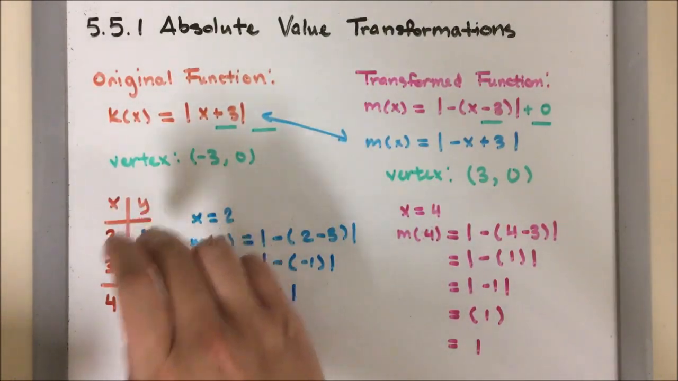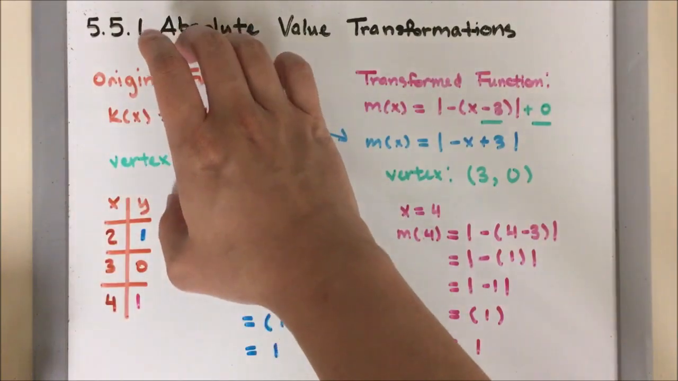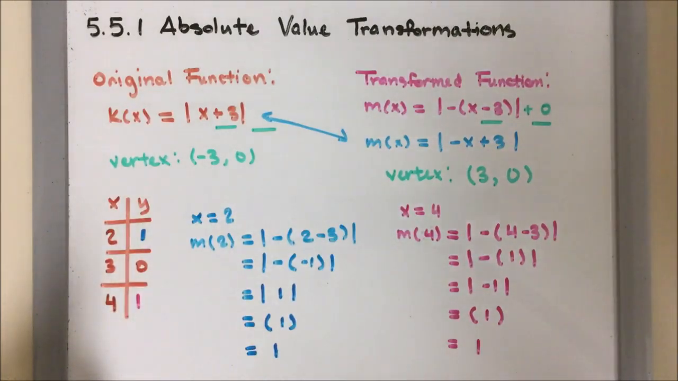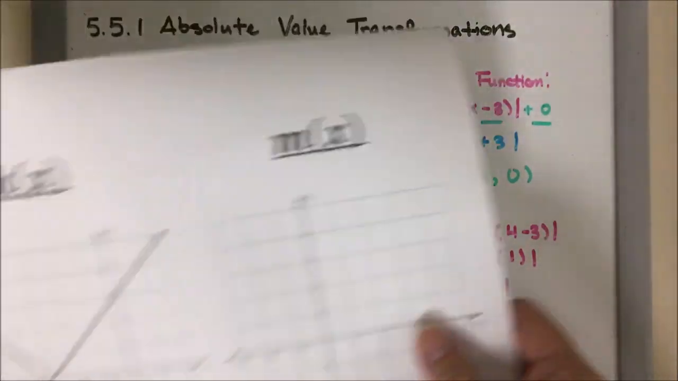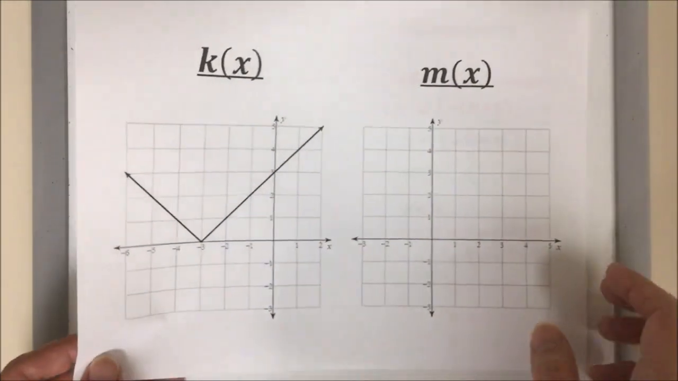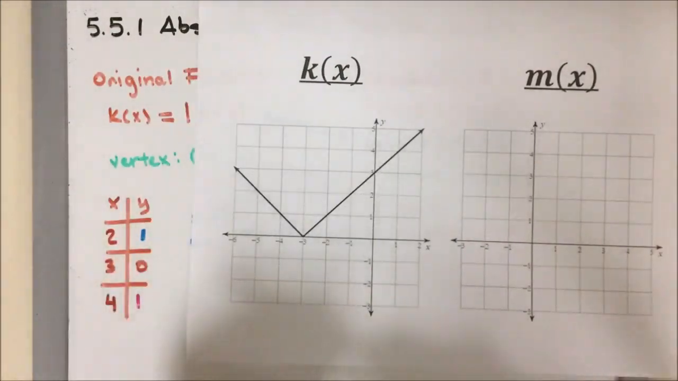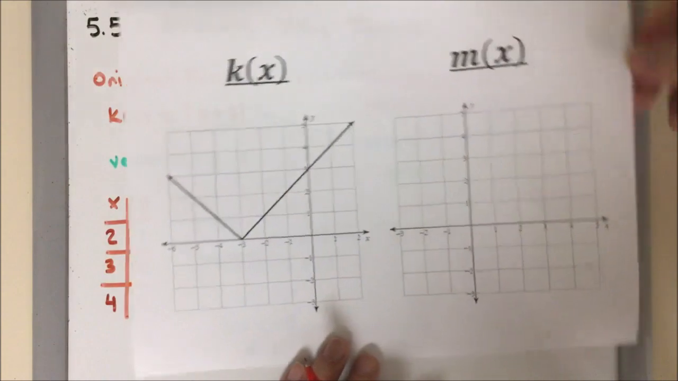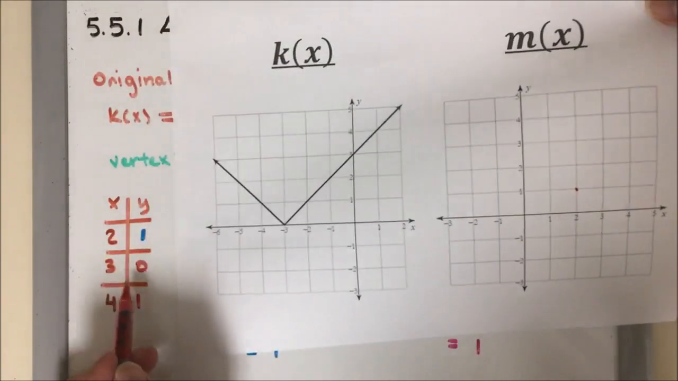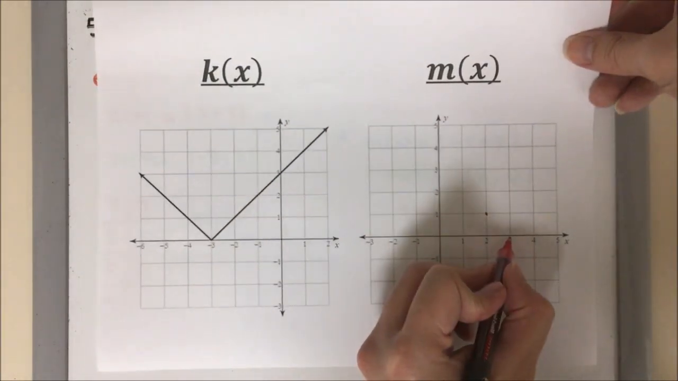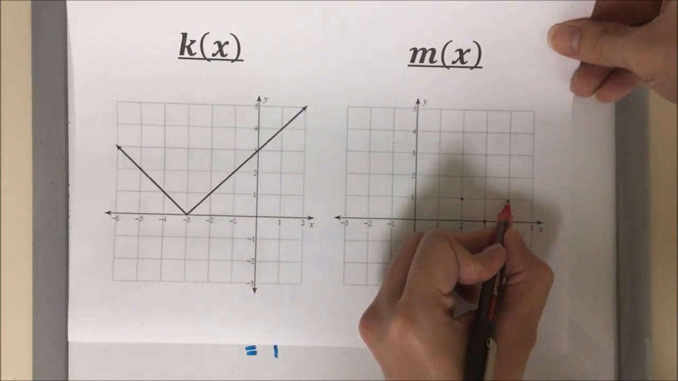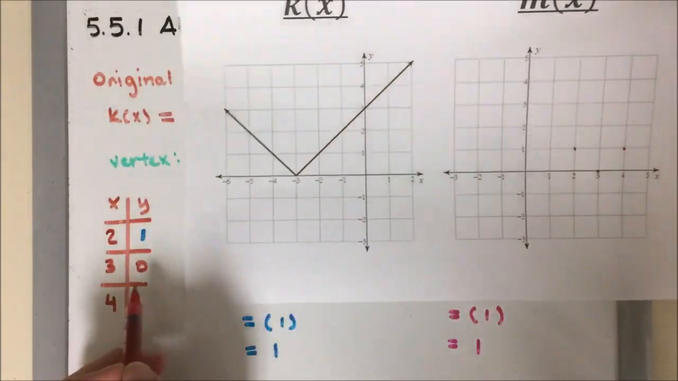Next, I'm going to graph these corner points. In addition, you're going to have the graph shown for the original function, and we're going to talk about the transformation. So here on the left is the graph for k of x. Now I'm going to plot the graph for m of x. So using the points that we found, 2, 1, which is right here, and then 3, 0 is going to be right here, and then 4, 1 is going to be here. Now again, 3, 0 is the vertex.